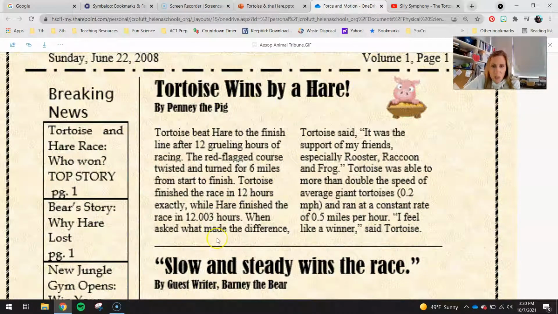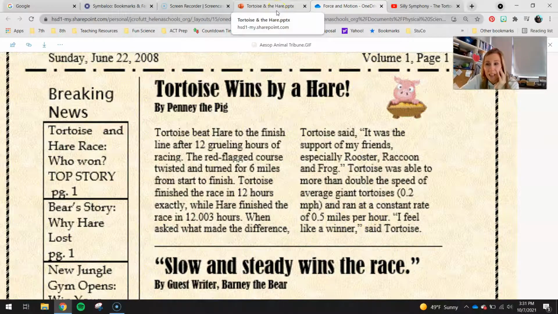Okay, when asked what made the difference, Tortoise said, "It was the support of my friends, especially Rooster, Raccoon, and Frog." Tortoise was able to more than double the speed of an average giant tortoise, which is 0.2 miles per hour, and ran at a constant rate of 0.5 miles per hour. That means he ran the race every half a mile in 1 hour. So every hour he ran a half a mile, so 0.5 miles per hour. He was a constant speed.